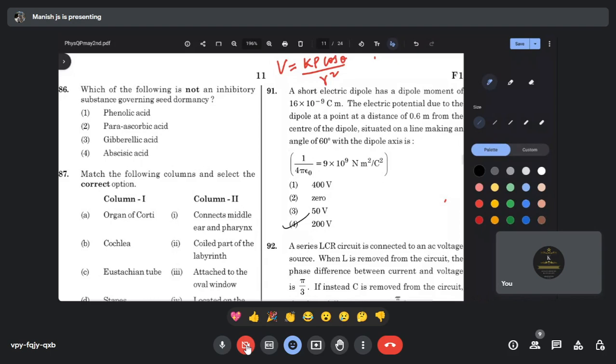Simple question. Everything is in appropriate units. The dipole moment is in SI units, so we don't need to convert anything. Directly substitute and simplify. You get the answer as 200 volt. Great. Okay, moving on to the next question.